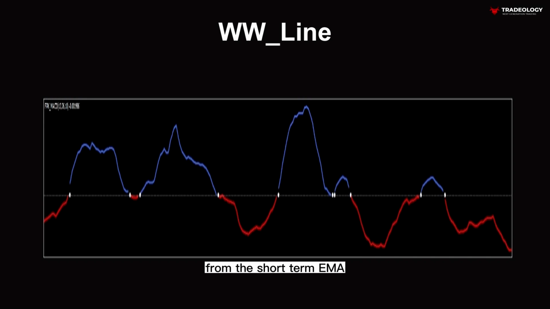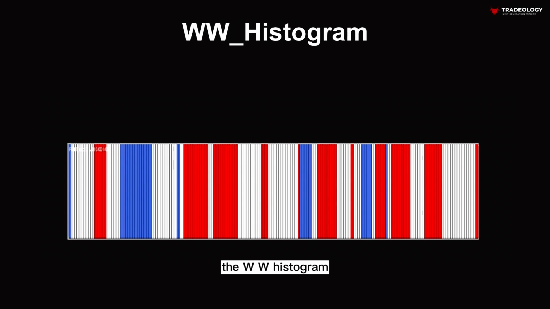The WW line is a custom trend-following momentum indicator that is calculated by subtracting the long-term EMA from the short-term EMA. It triggers buy signals when it crosses above the zero line and turns blue, or sell signals when it crosses below the zero line and turns red. The WW histogram displays neutral or white, blue for buy, and red for sell opportunities. It is designed to identify convergence, divergence, and crossovers. We'll cover these indicators in more detail now in the rules.